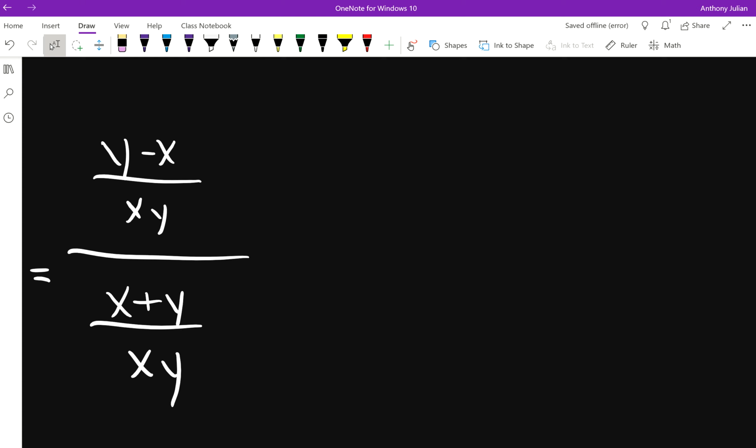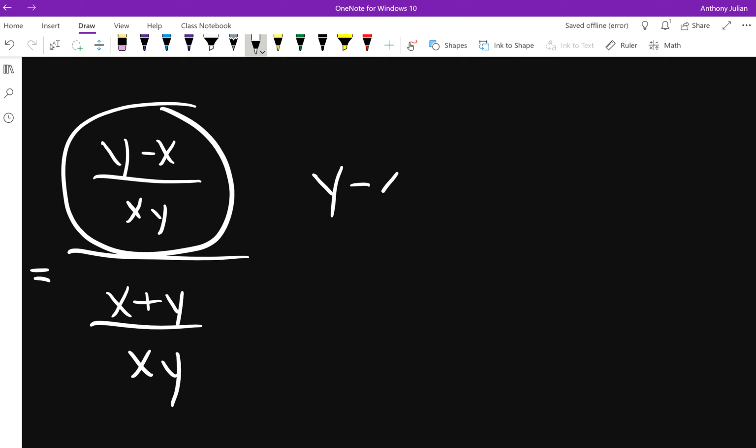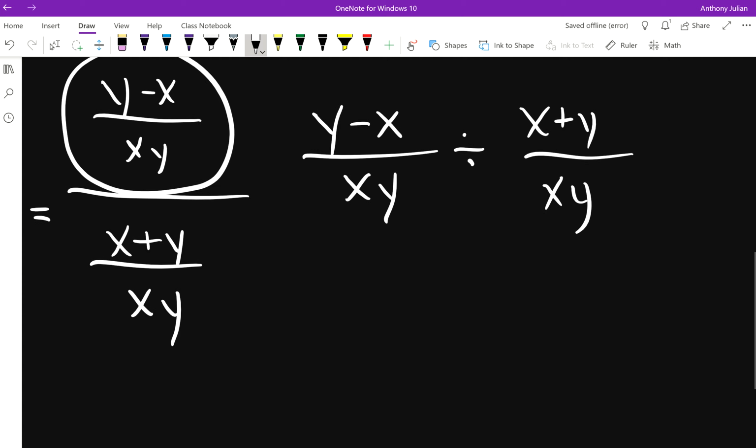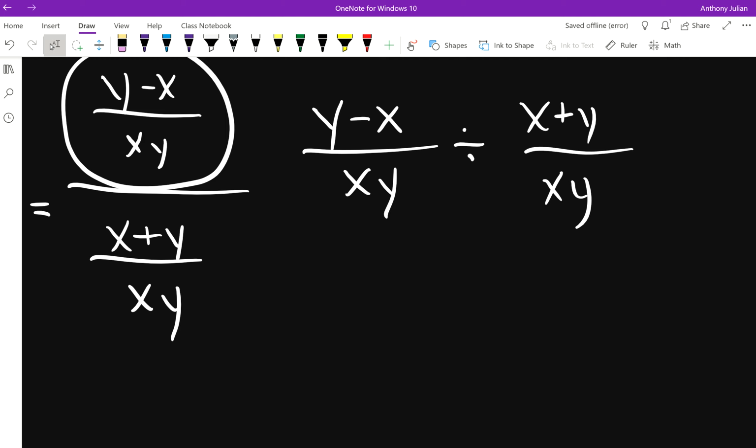This is my numerator, so that's going to go first: y minus x over xy, divided by the denominator, which is x plus y over xy. Okay, now this is where I wanted to be. I did an extra step there, and I avoid extra steps. It's a lot of writing, and I don't want you to do a lot of writing.